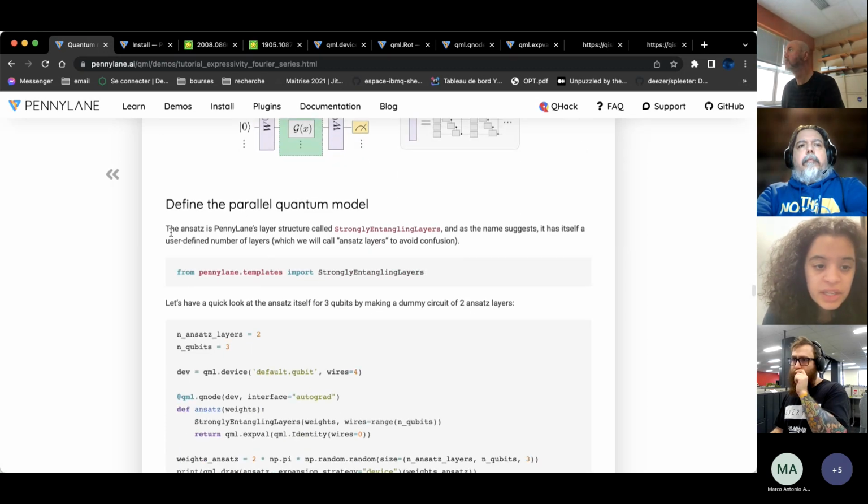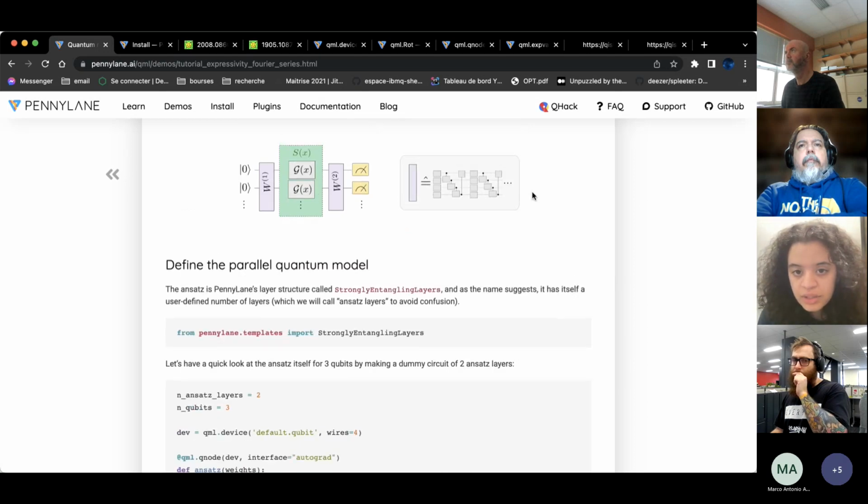So here they say that the ansatz is PennyLane's layer structure called strongly entangling layers. This is a circuit that is of the shape that we see right here. I hope it's not too small. But what an ansatz is basically is a first guess of what would be a great W block that would work, a bit like in classical machine learning. It's our best guess, and we have a bunch of predetermined ansatz, which this one is one, and we have a bunch of other ones that you could use.